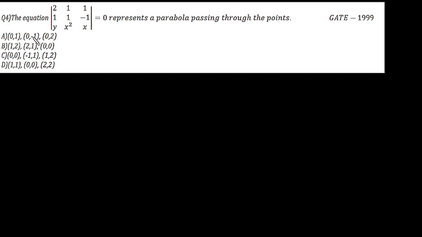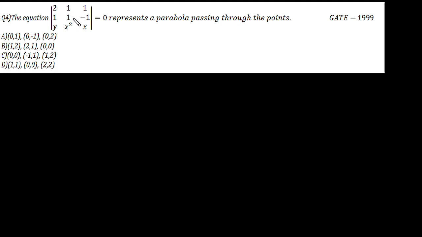Okay, now let's solve question 4. Question 4 says the equation is given in the form of a determinant, and it is given that the determinant equal to 0 represents a parabola passing through the points. We have to find the points from these four options which lie on this parabola. And first of all, to do this, we have to find the equation of the parabola.